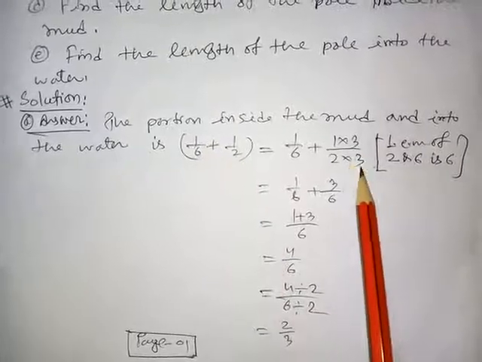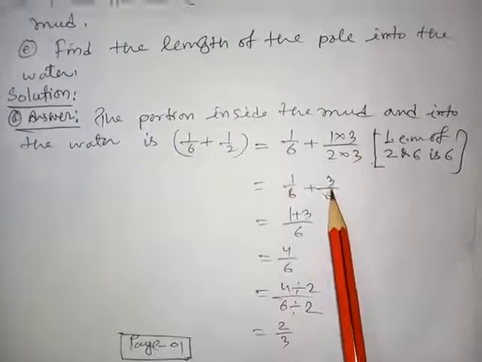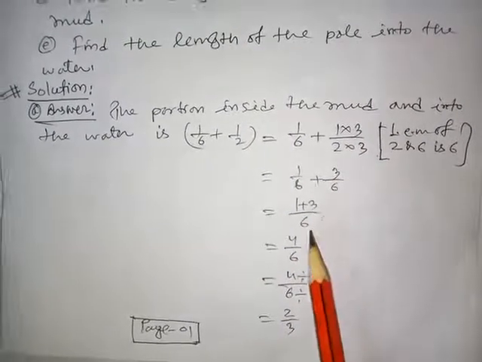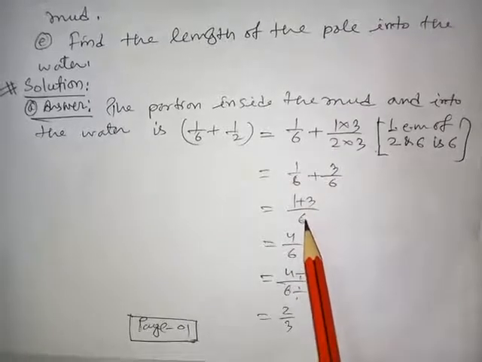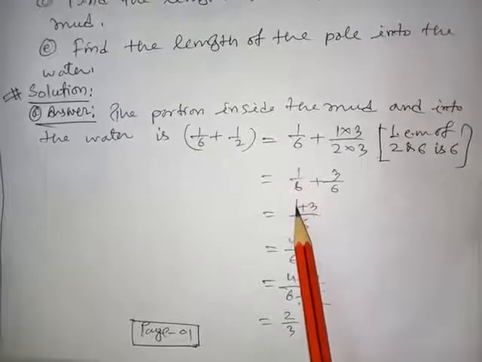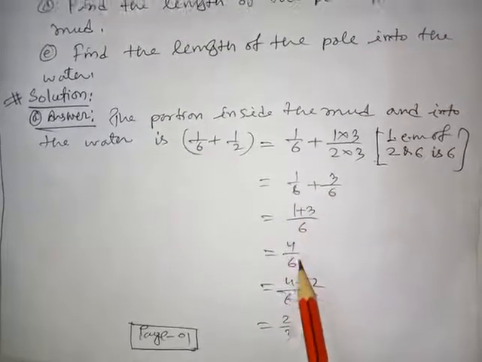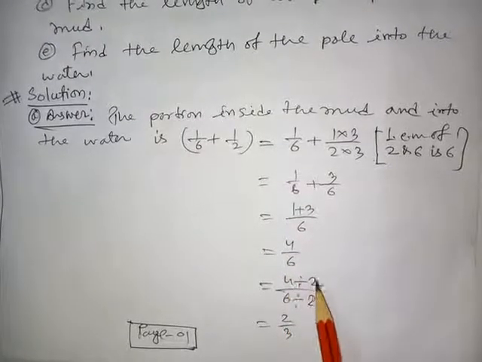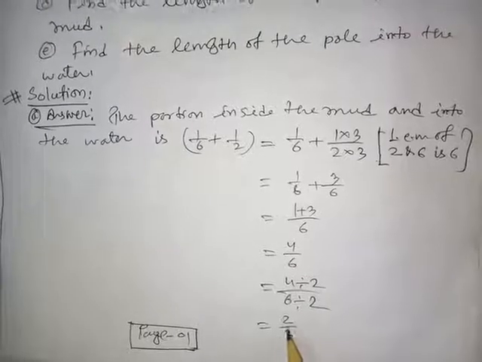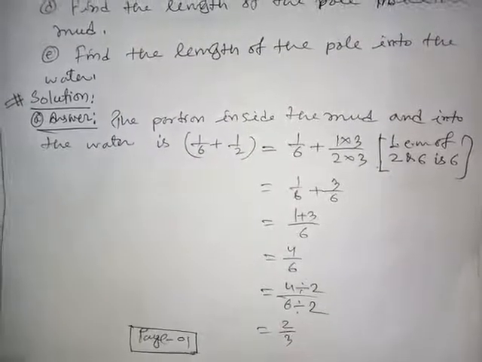That's why multiply both the numerator and denominator by 3, then you will get 3 by 6. Now both fractions' denominators are 6, so we can add them. So the denominator of the addition will be 6. Now add the two numerators. So 1 plus 3, that is 4. So we are getting 4 by 6. Now divide both parts by 2, then we will get the reduced value 2 by 3. So 2 by 3 is the total portion that is inside the mud and in the water of the pole.